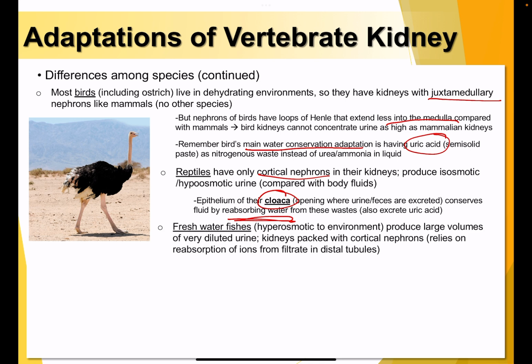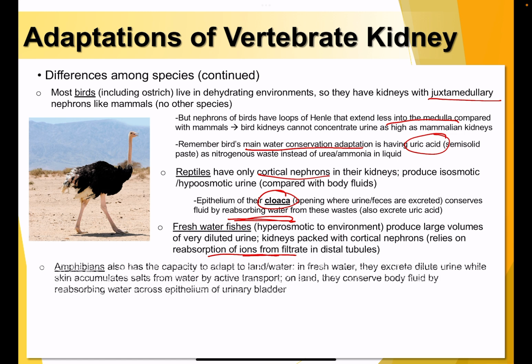And then you have freshwater fishes, which are hyperosmotic to their environment. We already talked about this. They will produce large amounts of very dilute urine. Their kidney is packed with cortical nephrons because it relies on absorption of ions from the filtrate within the distal tubules. And then you have amphibians. Amphibians have the capacity to adapt to land and water.